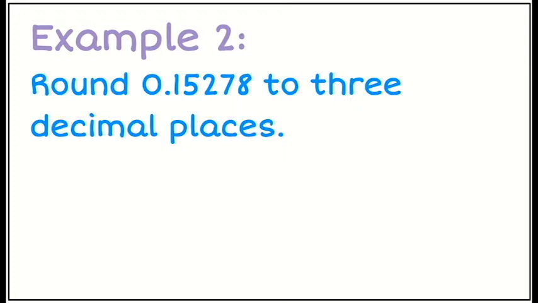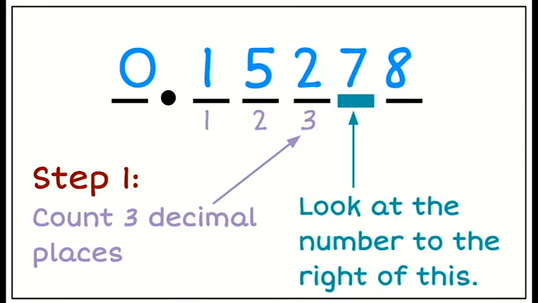Let's have a look at the second example. So round 0.15278 to 3 decimal places. So I need to count across my 3 decimal places, so that gives me 0.152. Then I need to look at the number to the right of that, so that's the number 7.